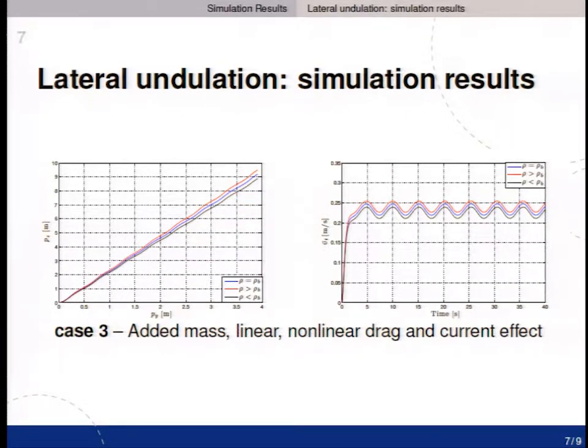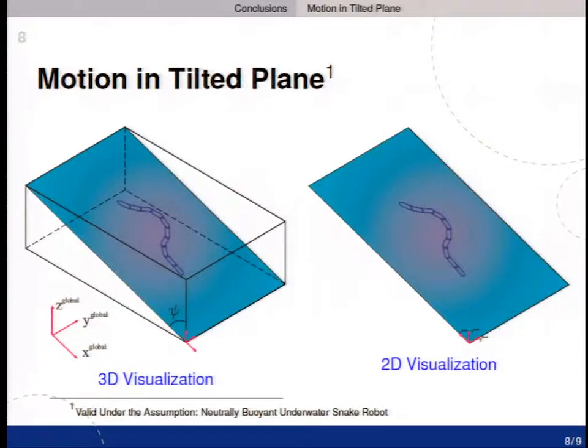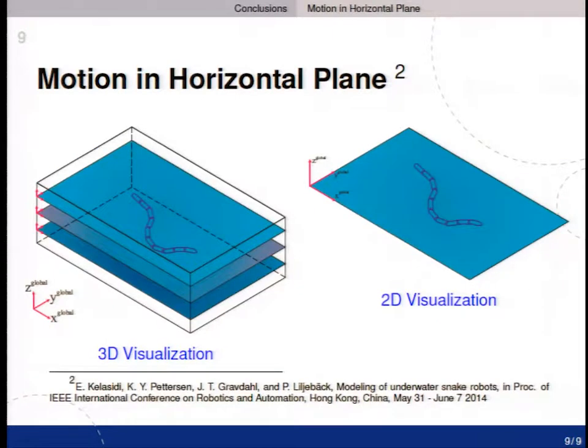This proposed modeling approach is valid for motion of an underwater snake robot in any 2D tilted plane of 3D under the assumption of a neutrally buoyant underwater snake robot, which means that an underwater robot moving in a horizontal plane falls out as a special case of the proposed modeling approach.